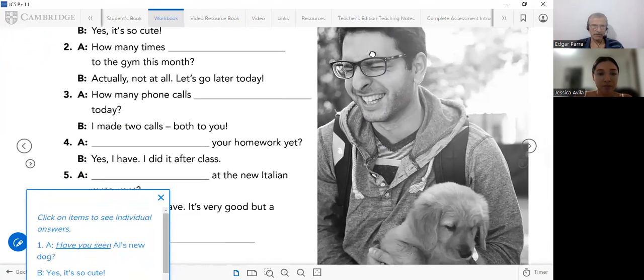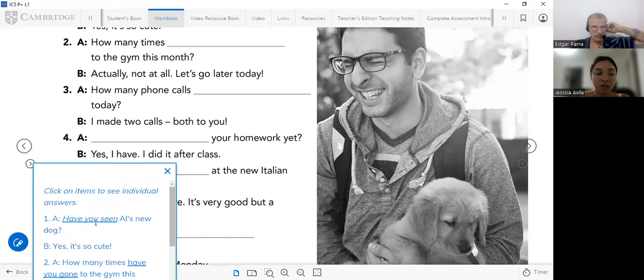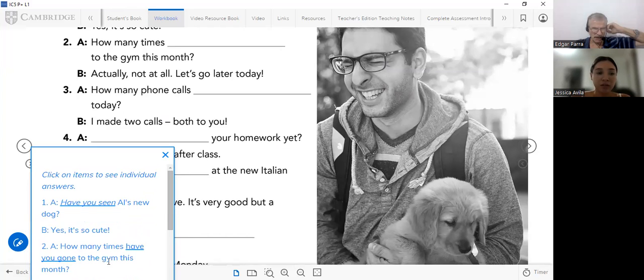What do you say about number 2? How many times have you gone to the gym this month? But you have to use the auxiliary verb and the subject. What is the auxiliary verb and what is the subject if that is present perfect? How many times have you gone? What is the subject? You. How many times have you gone to the gym this month?